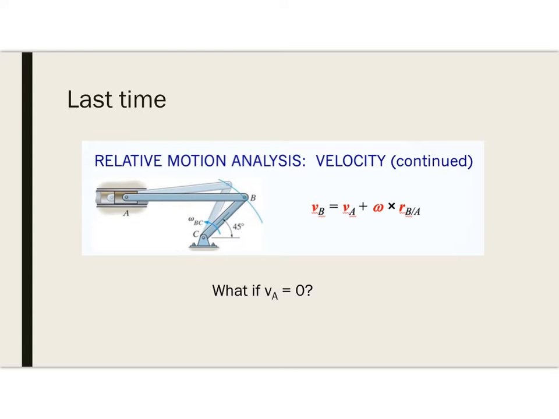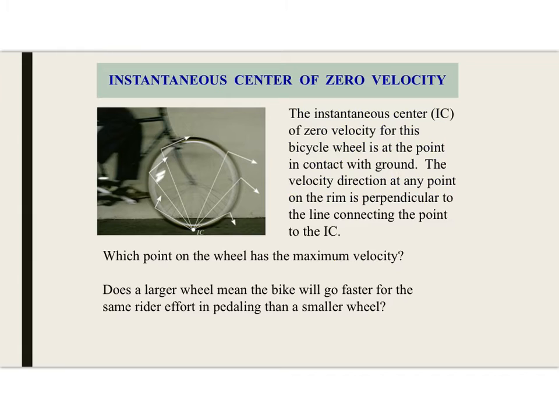So hopefully you're feeling good about that material and you've done some problems by now on that. What we're doing in this section is looking at the situation where what if the velocity at that point A was 0? And so what we're calling this is the instantaneous center of zero velocity. The bicycle wheel, which we had a diagram of in the last section, is a good illustration of that instantaneous center of zero velocity.